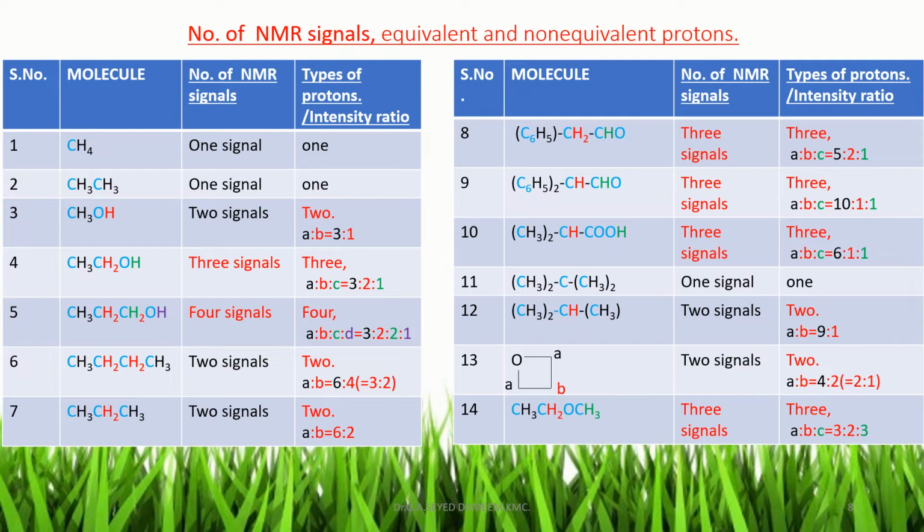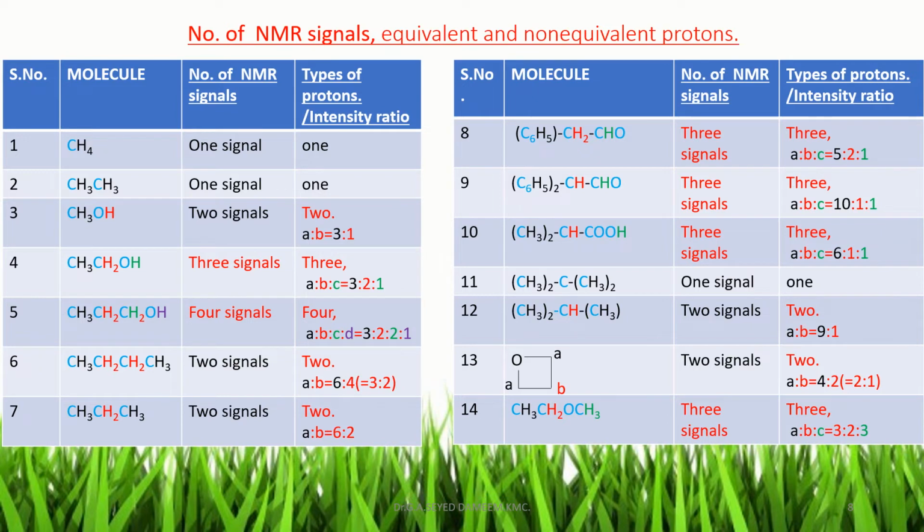And serial number 2, the molecule is CH3CH3, it contains 2 methyl groups, but all the protons are equivalent, so it gives one signal. But in the case of serial number 3, methanol, it contains two types of proton. One is methyl proton, another one is OH proton, so it gives two signals with the intensity ratio A is to B, that is equal to 3 is to 1. And in the case of serial number 4, CH3CH2OH, it gives three signals with the intensity ratio A is to B is to C, that is equal to 3 is to 2 is to 1. 3 is due to methyl proton, 2 is due to methylene proton, and 1 is due to OH proton.